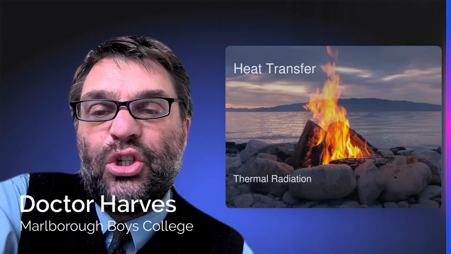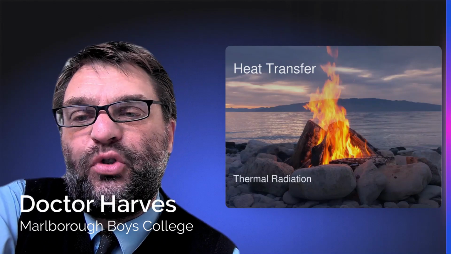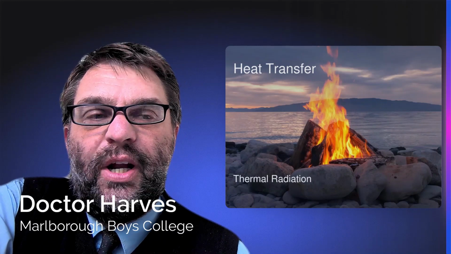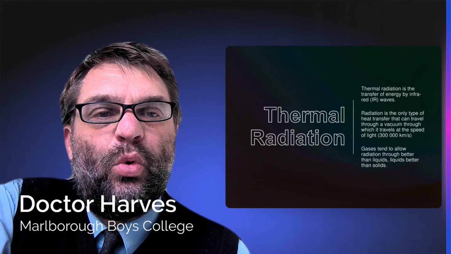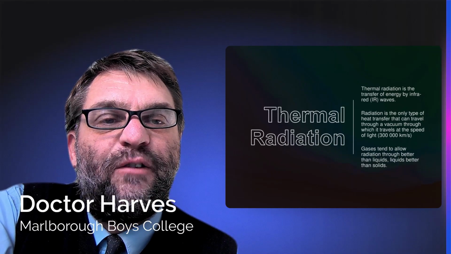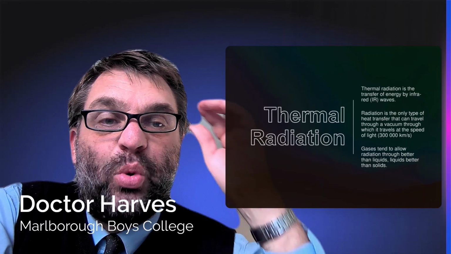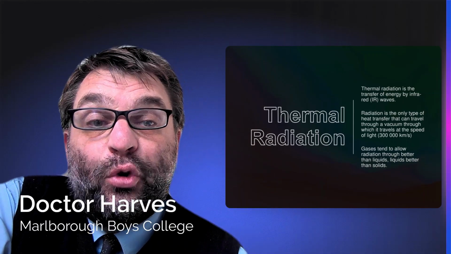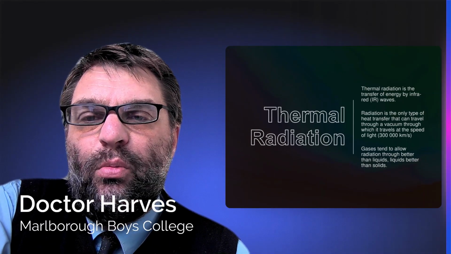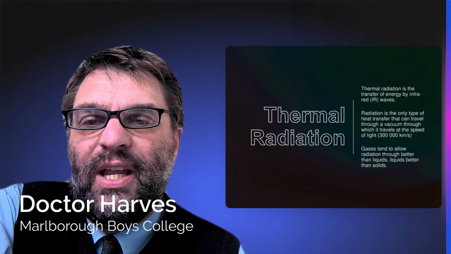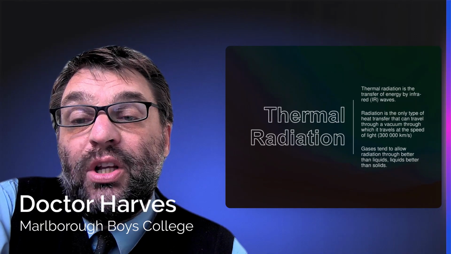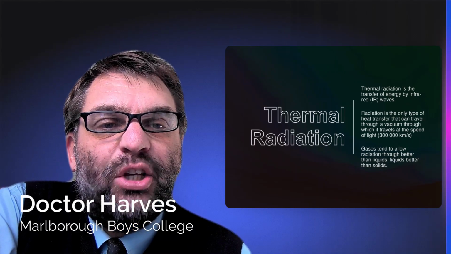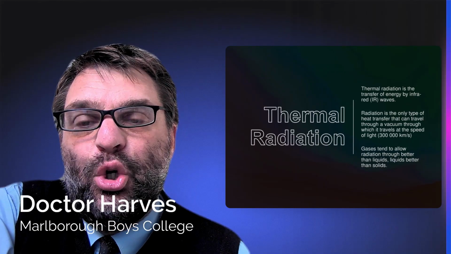Continue on with the heat external, today looking at the third type of transfer, thermal radiation. So what is thermal radiation? Well, basically thermal radiation is the transfer of energy between objects by infrared waves, which is a form of electromagnetic radiation, or part of the electromagnetic spectrum. Radiation is unique in the sense that it's the only heat transfer that can happen through a vacuum.